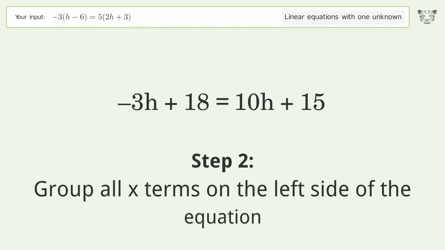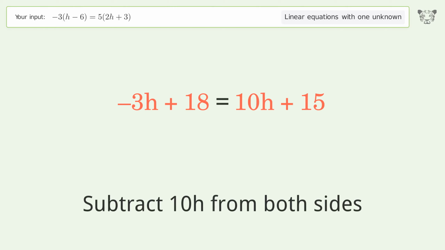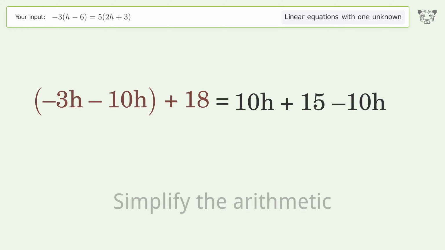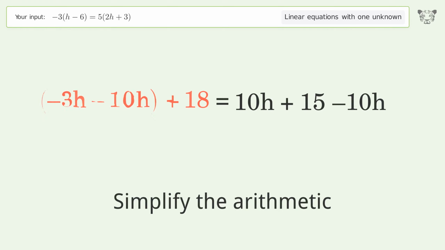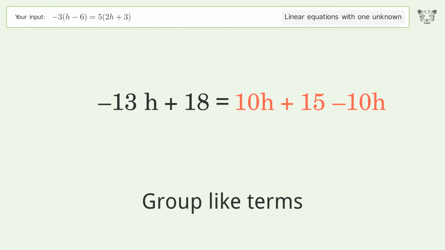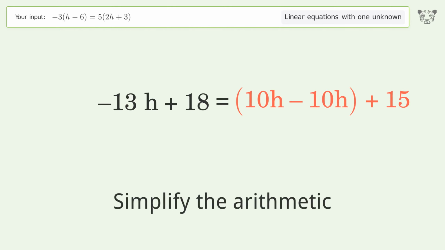Group all x terms on the left side of the equation. Subtract 10h from both sides. Group like terms. Simplify the arithmetic. Group like terms. Simplify the arithmetic.